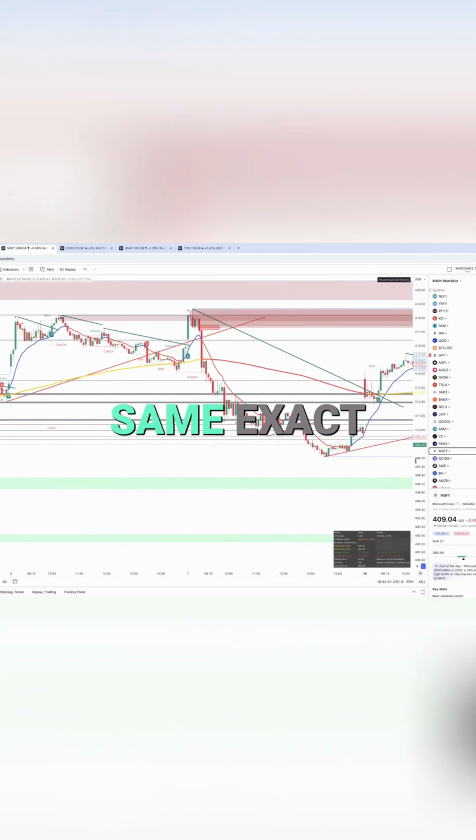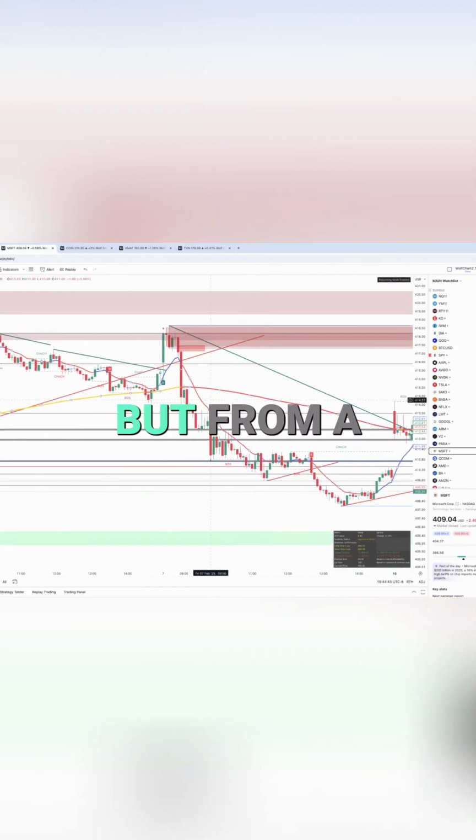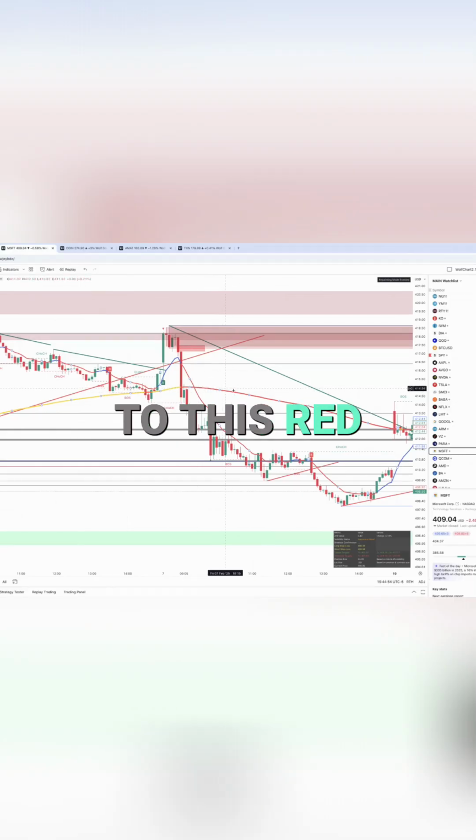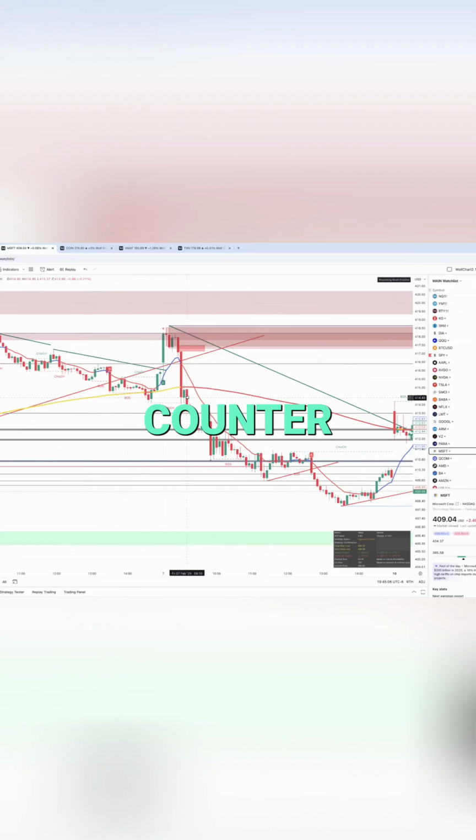The puts are the same exact confirmation, but from a bearish perspective, you want to see this red money, which represents sale volume from these billionaires. You want to see the 200 flip to this red color, right? You want your 200, this yellow 200, to be bearish and red. You want your 12 EMA to be red. And then while you're under your 200, you want to see a candle open and close under the 12 and this trend line, without touching the 12 or that trend line.